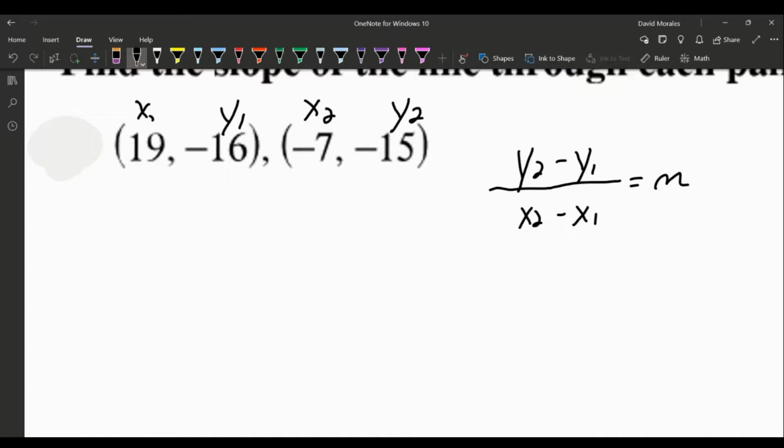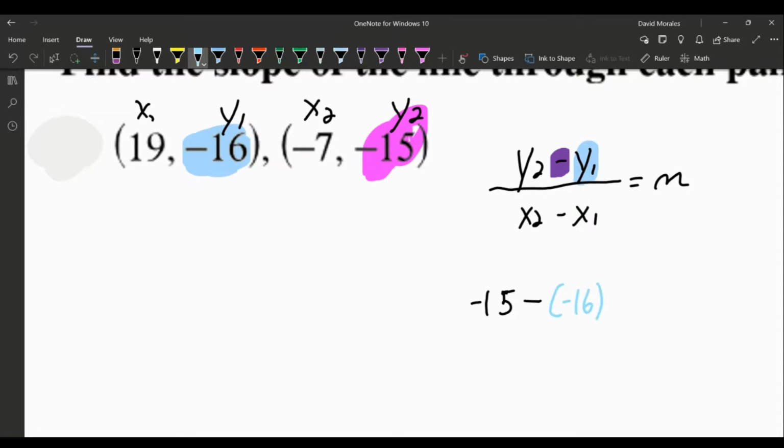Okay, so now you plug in your numbers. So I plug in y2 first, which is negative 15. So negative 15, right? And then you see that minus sign right there, right? That's what you put there by default. Okay. Now what are you minusing? You're minusing y1. Okay. Y1 is negative 16.